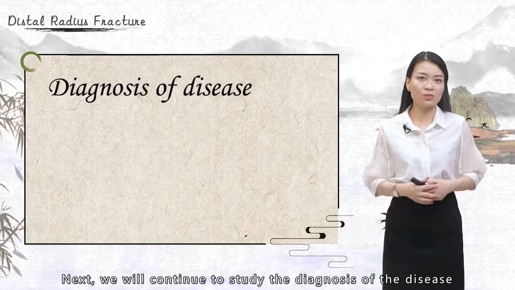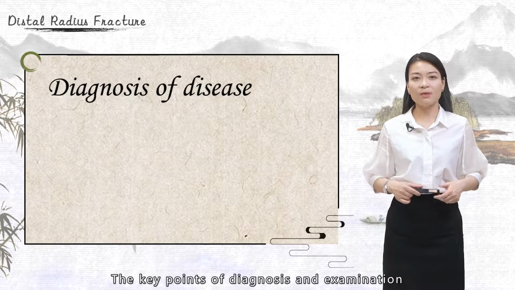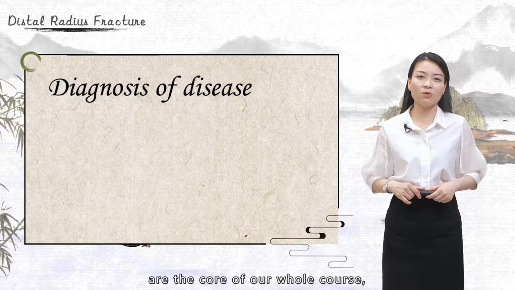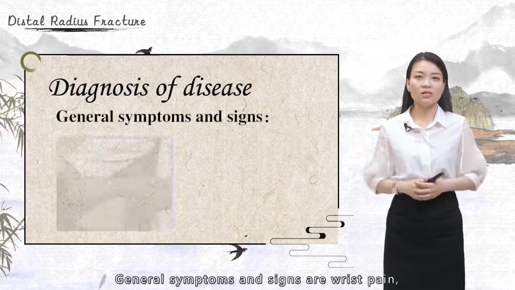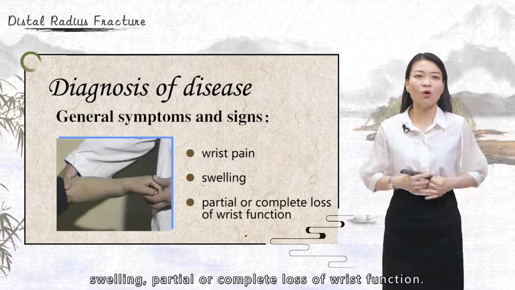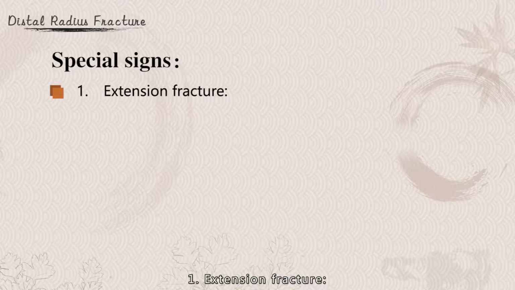Next, we will continue to study the diagnosis of the disease based on the classification. The key points of diagnosis and examination are the core of our whole process, which shall be mastered by everyone. First, general symptoms and signs are wrist pain, swelling, partial or complete loss of wrist function. Second, special signs. The first, extension fracture.